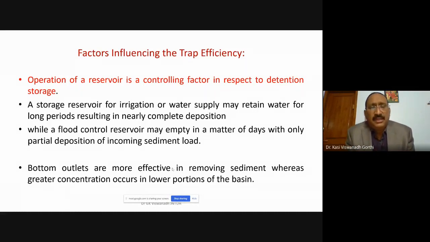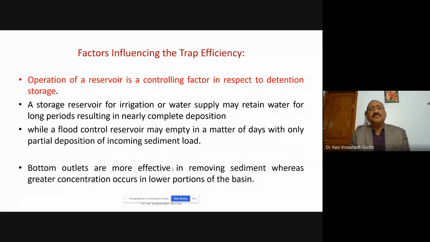The deposition will be less. But in cases where the reservoir is meant only for storage, then what will happen? The purpose of that reservoir is to store water and use it as and when required, like maybe water supply, maybe for irrigation and so on. So a longer period, the water has to be stored in the reservoir.